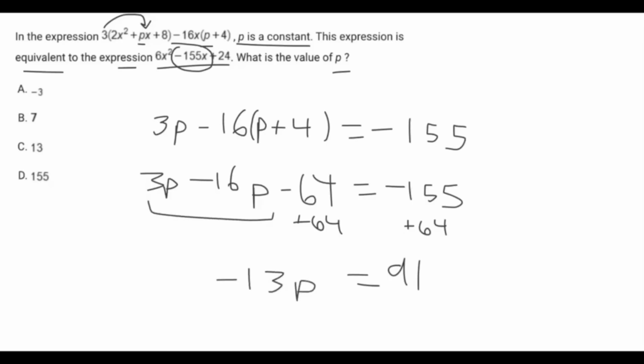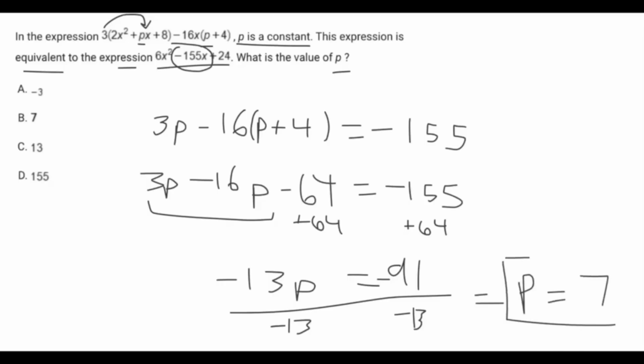All right, and we can divide by negative 13. Oh, I actually made a mistake here. It's negative 91. That makes sense because a negative over a negative. So negative 91 divided by negative 13 gives us p is equivalent to 7. All right. So our answer choice is B.